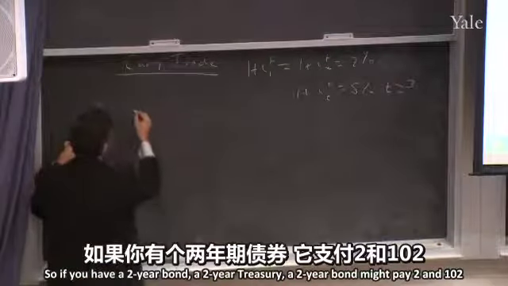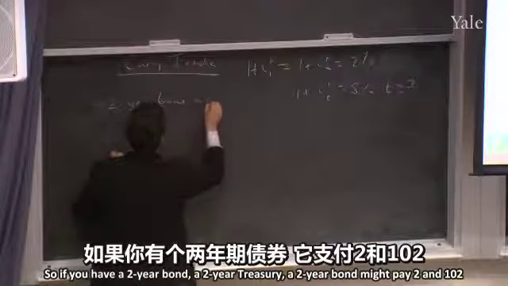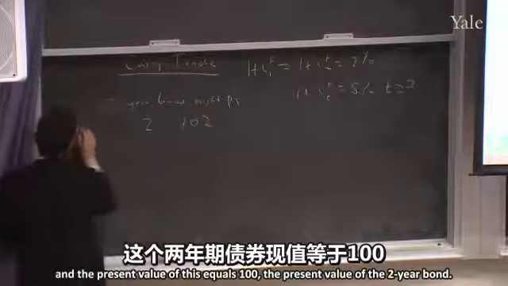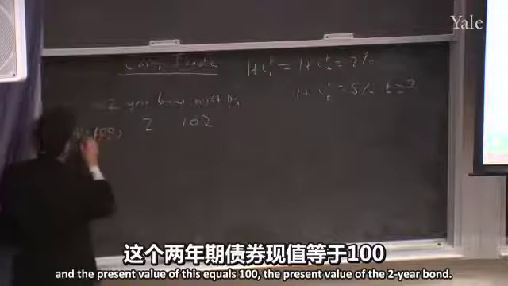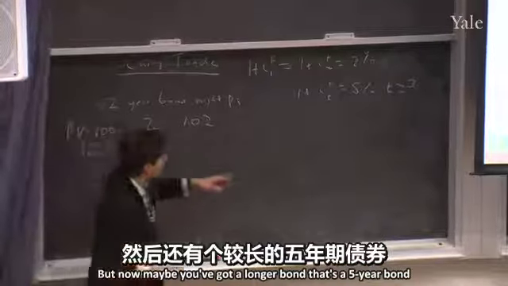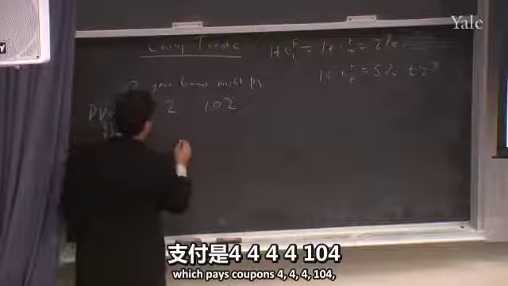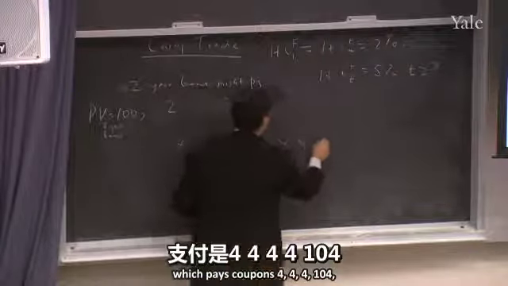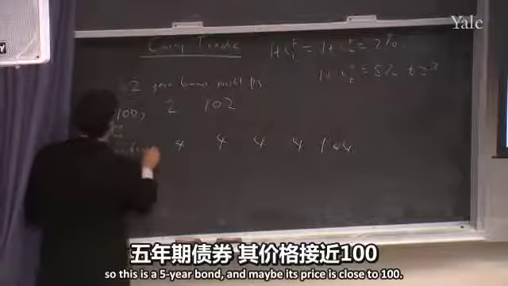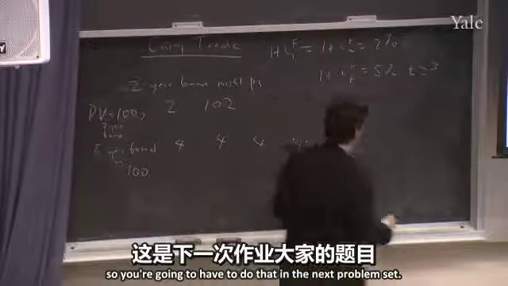All right, so if you have a 2-year treasury, a 2-year bond might pay 2 and 102, and the present value of this equals 100. Now maybe you've got a longer bond, a 5-year bond, which pays coupons 4, 4, 4, 4, 104. So this is a 5-year bond, and maybe its price is close to 100. I haven't worked out the numbers, so you're going to have to do that in the next problem set.